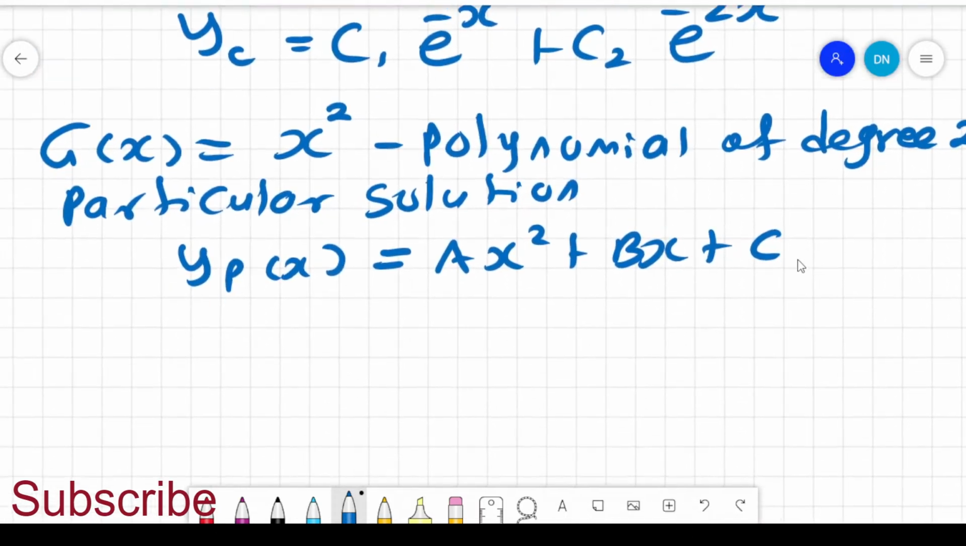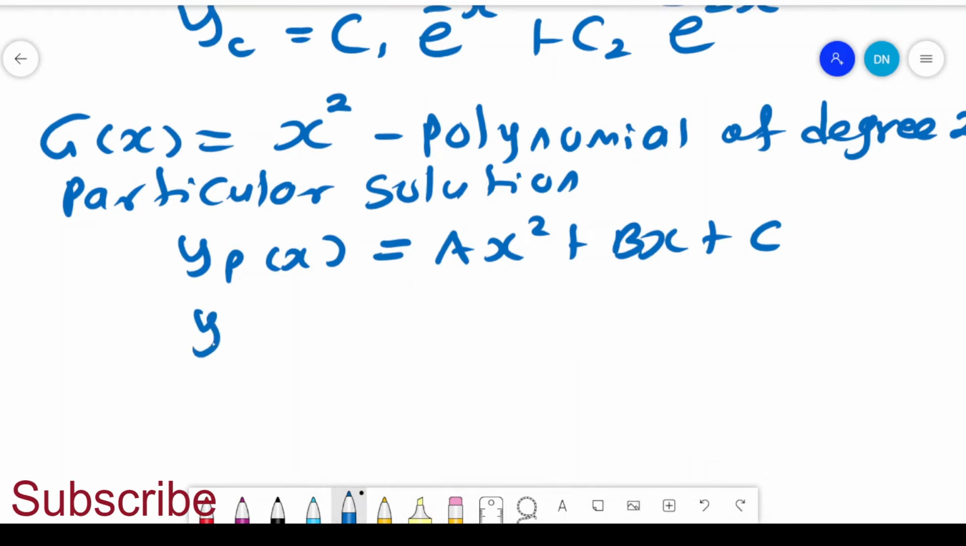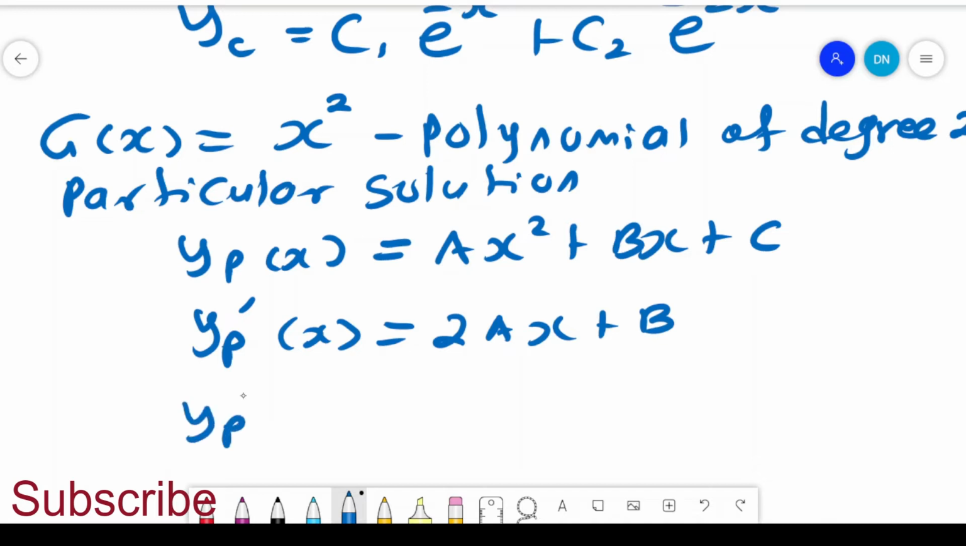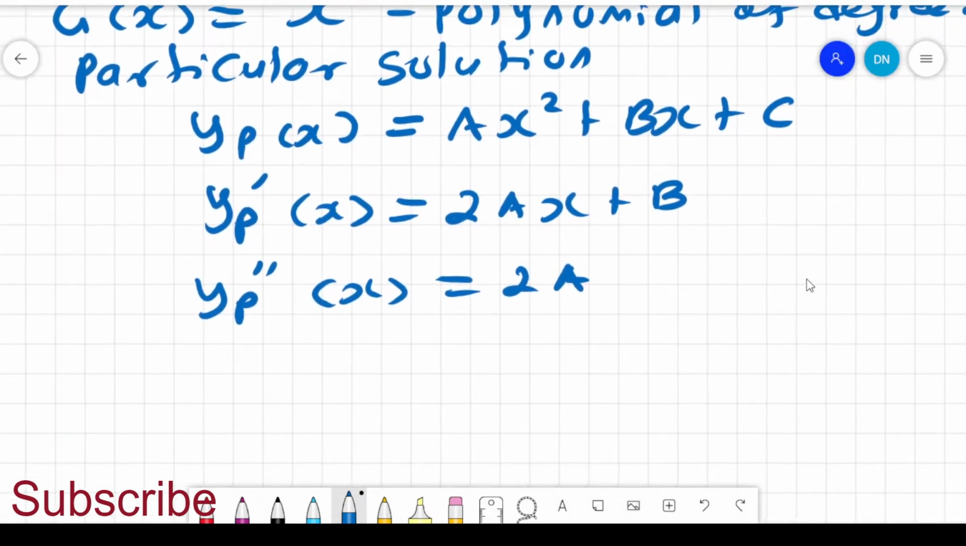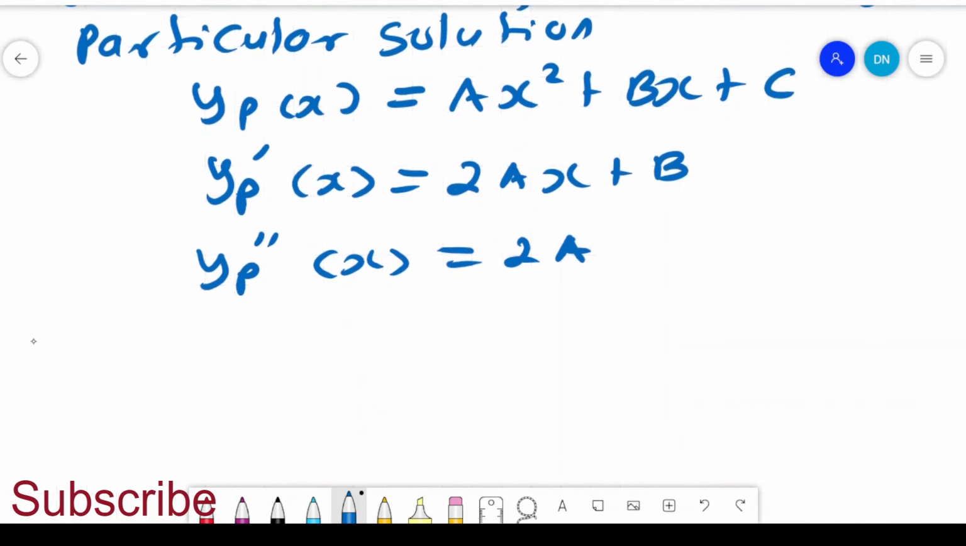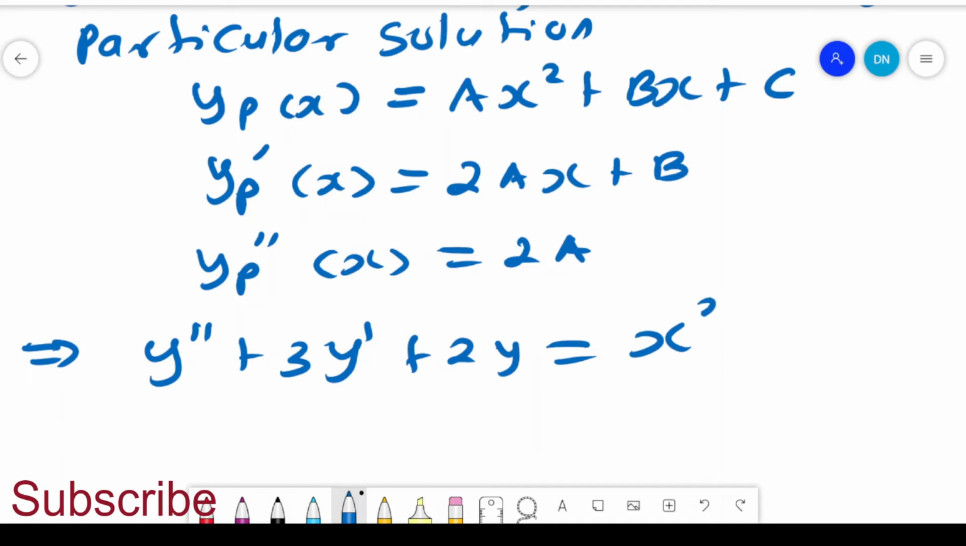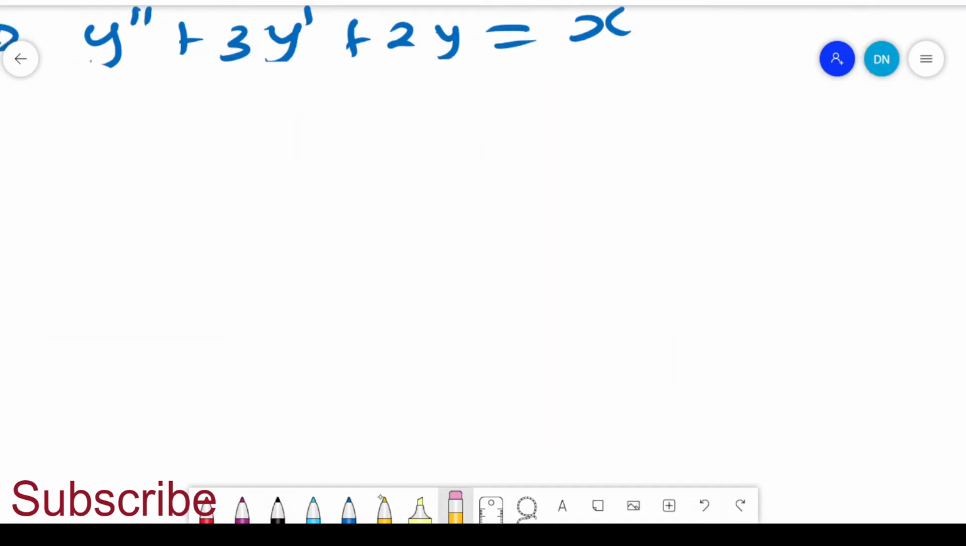I'm going to differentiate it the first time, and the second time, because I'm dealing with a second order ordinary differential equation. The second derivative is equal to 2a. Now, what do I do with this? I go back to my equation that I had. Remember, I had an equation of the form y double prime plus 3y prime plus 2y is equal to x squared. Since we have this equation, now we can do the substitution.